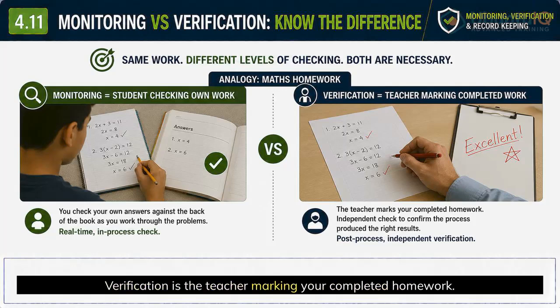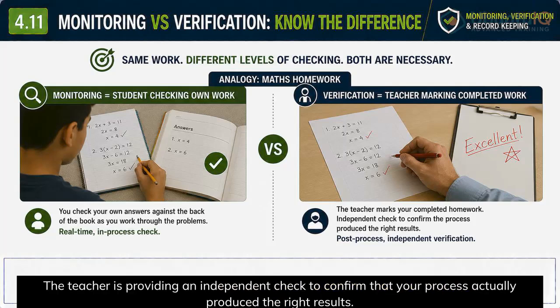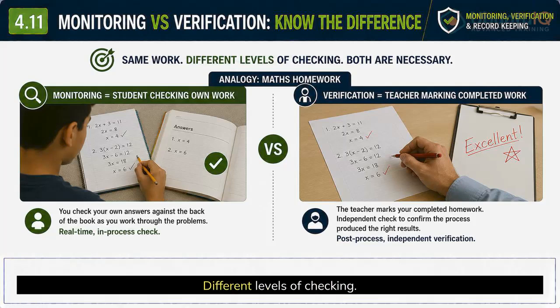Verification is the teacher marking your completed homework. The teacher is providing an independent check to confirm that your process actually produced the right results. Same work, different levels of checking. Both are necessary.